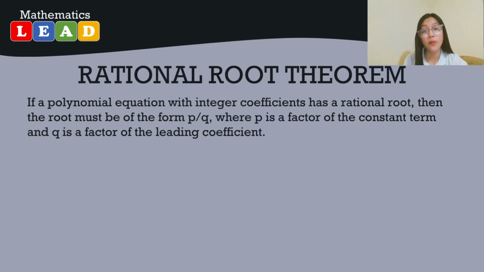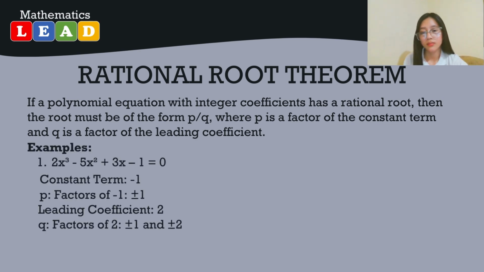And now let's proceed to our last topic, which is the rational root theorem. If a polynomial equation with integer coefficients has a rational root, then the root must be of the form p over q, where p is a factor of the constant term and q is a factor of the leading coefficient. This theorem helps us to find the potential rational roots of a polynomial, and it narrows down the possibilities by considering the factors of the constant term and the leading coefficient.